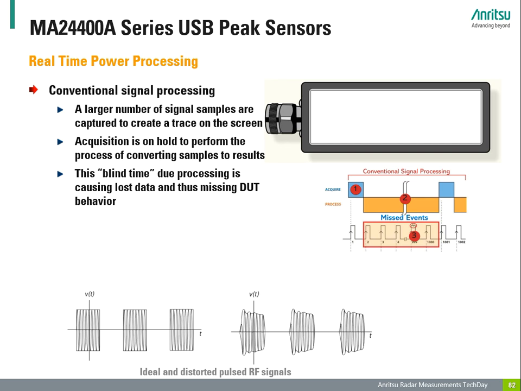Conventional signal processing is taking first a large number of signal samples, after which the processing is done. But in the meanwhile, the power sensor is blind and is therefore lacking information from the device under test.